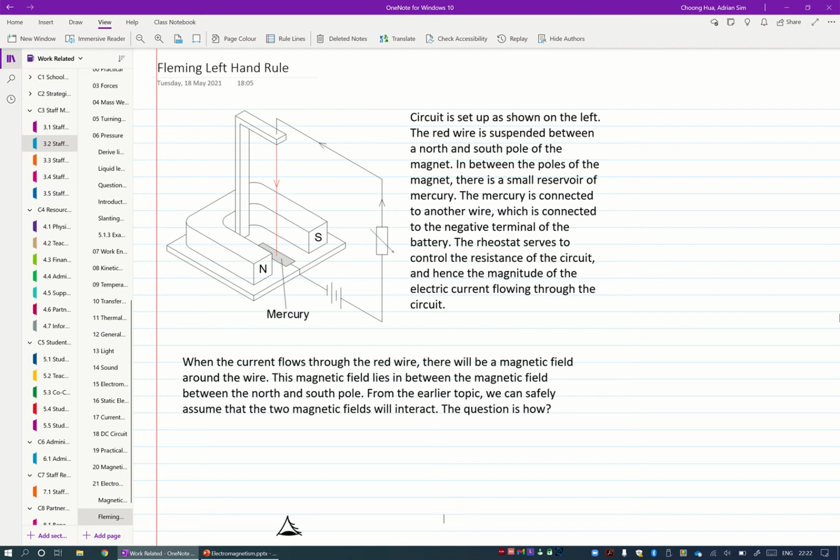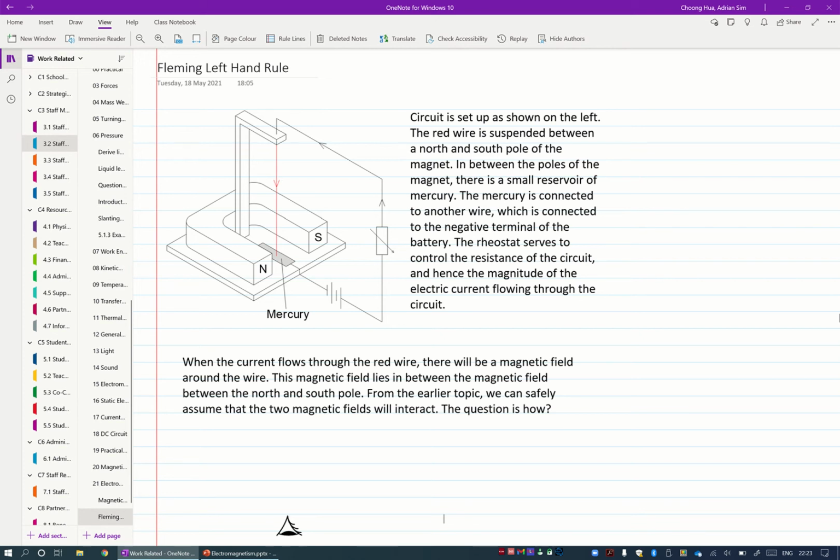So from here, we can see that the direction of the magnetic field is very clear for north and south. But the magnetic field around the wire can be clockwise or anti-clockwise, depending on where you're looking from. Now, one is a circular magnetic field and one is a linear magnetic field. So how do these two fields interact?